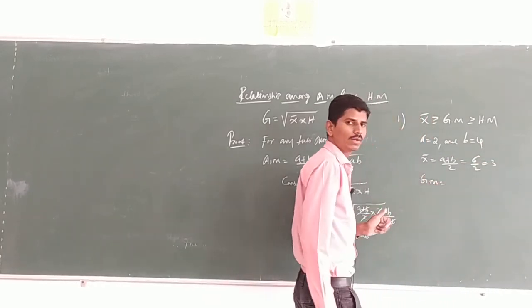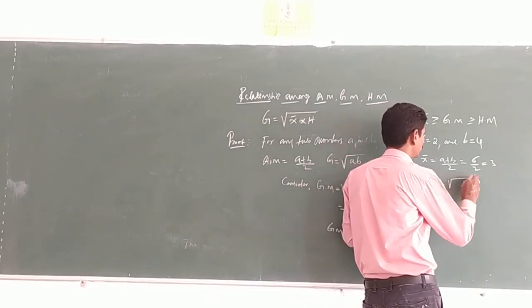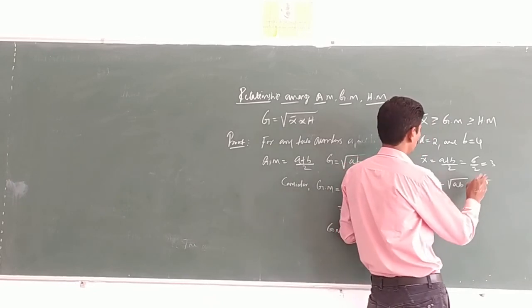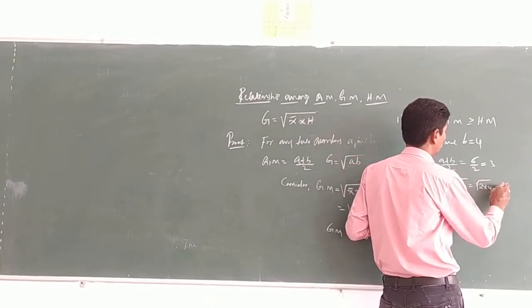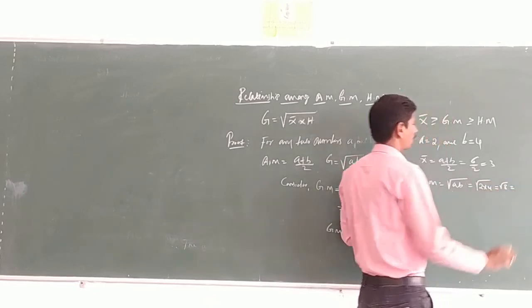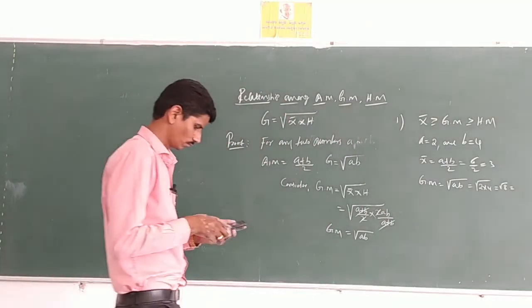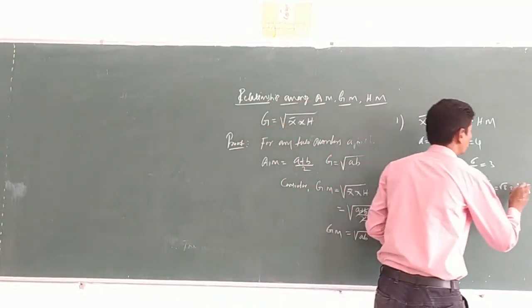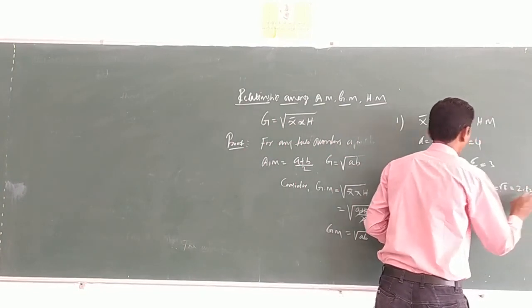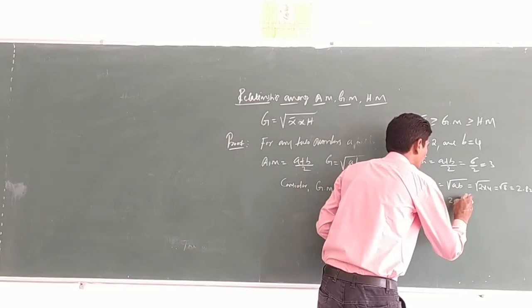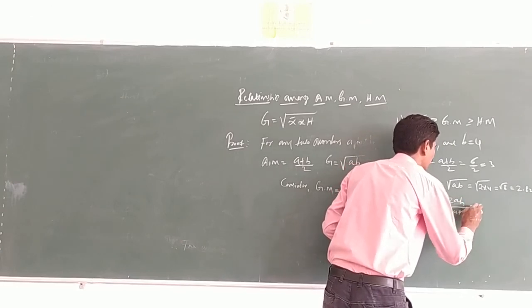The next, GM. What is GM here? The product of the two numbers, that is under root of AB. Under root of AB is under root of 2 into 4, which is 8. Under root of 8 is 2.82.